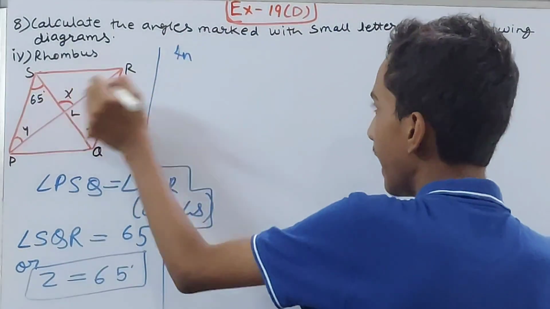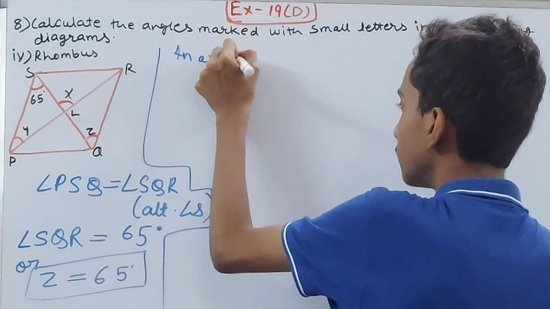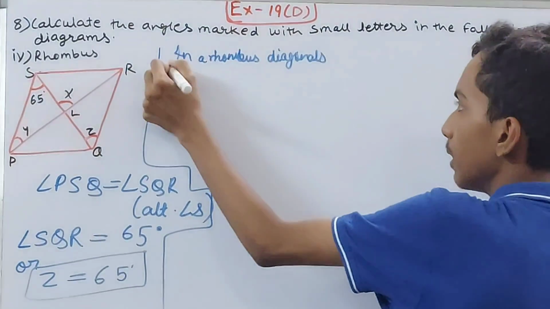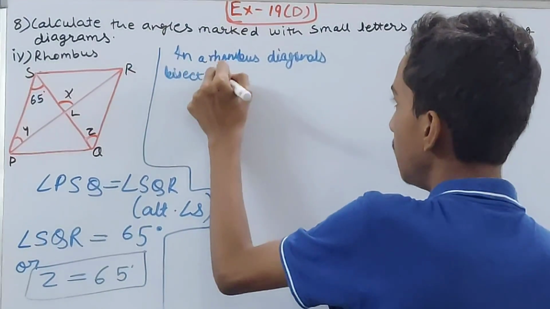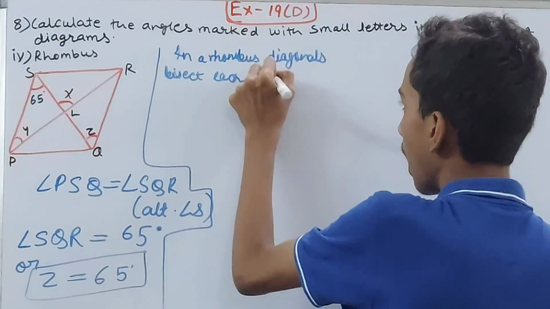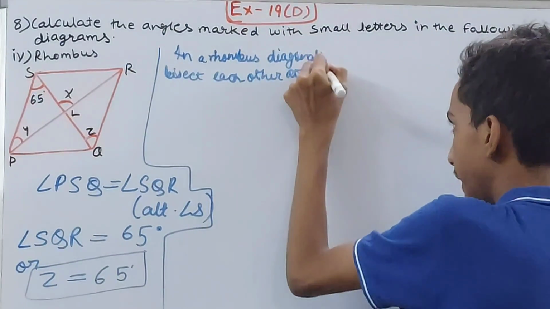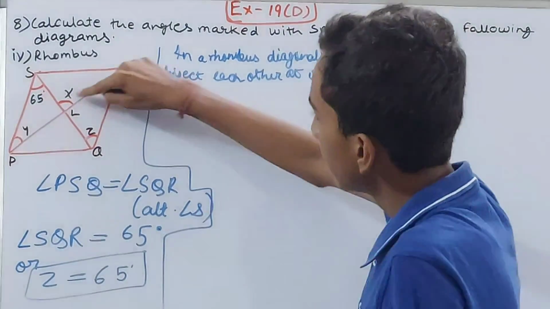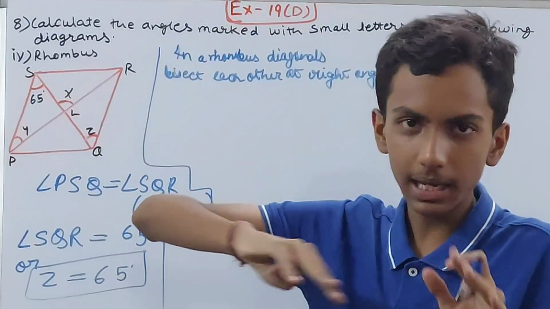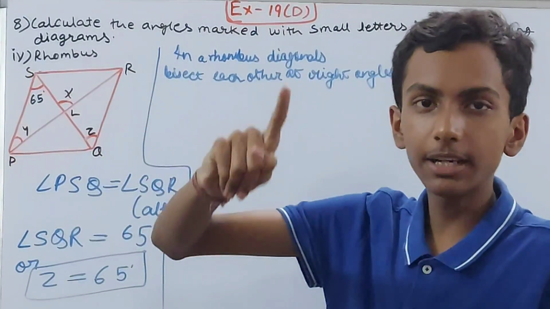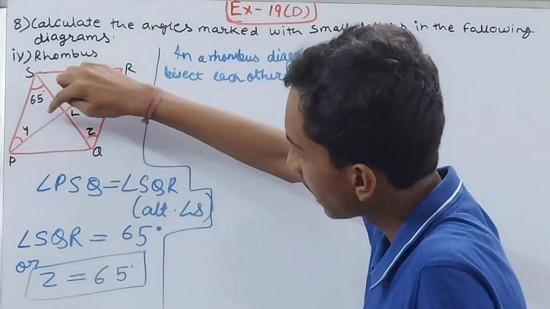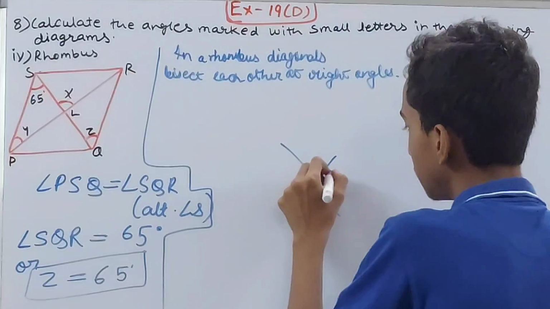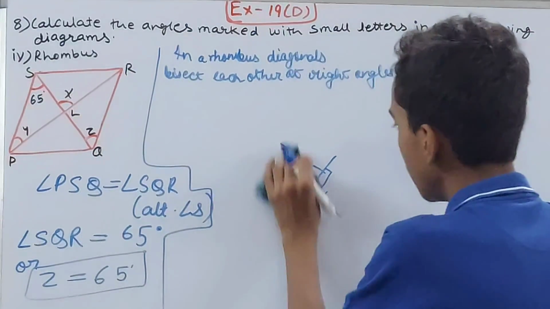Now for finding out X, in a rhombus, diagonals bisect each other at right angles. This is very important, the word right angles. Of course the diagonals are bisecting, but at right angles. Therefore the diagonals are forming 90 degree angles on each side. So this is also 90, this is also 90, this is also 90, this is also 90, all the four angles 90 degrees.